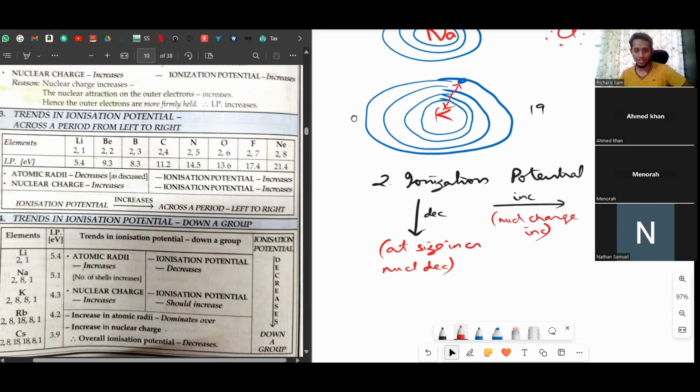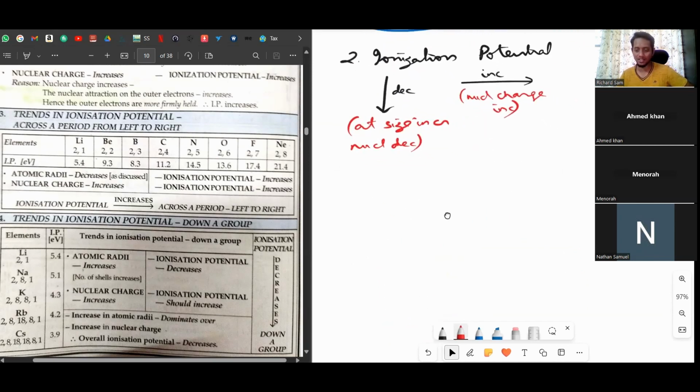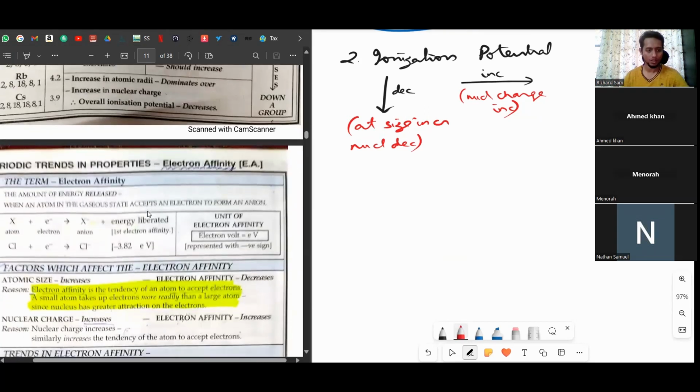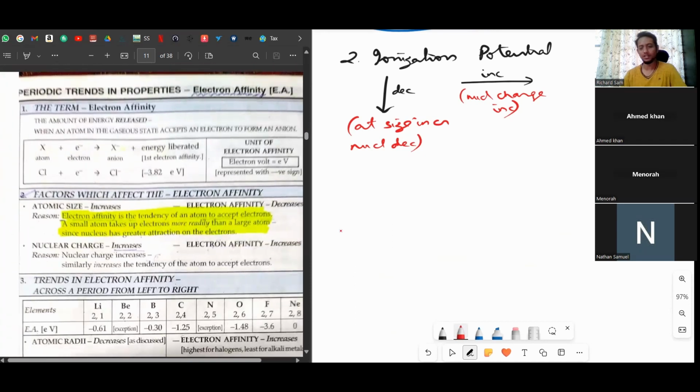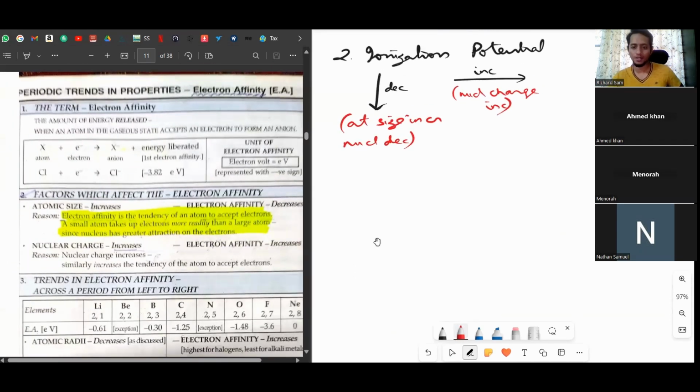Okay, we'll go to the next trend. Your book is, let's see, electron affinity, number 5. Because they're all related to each other. Remember what was ionization potential? It was the amount of energy required. Required for what? To remove an electron.